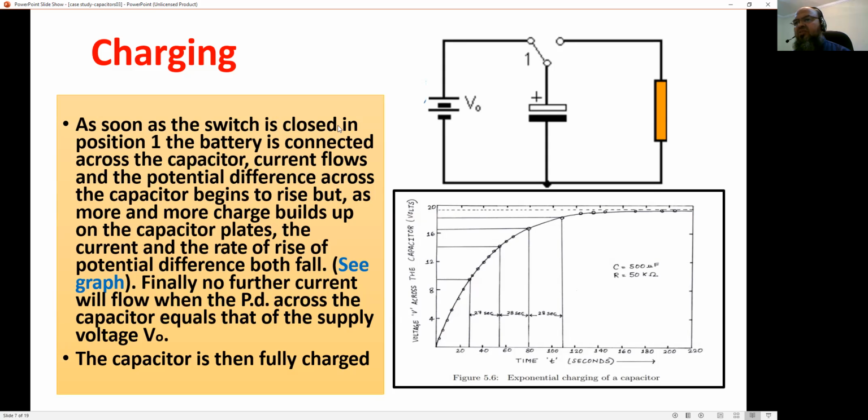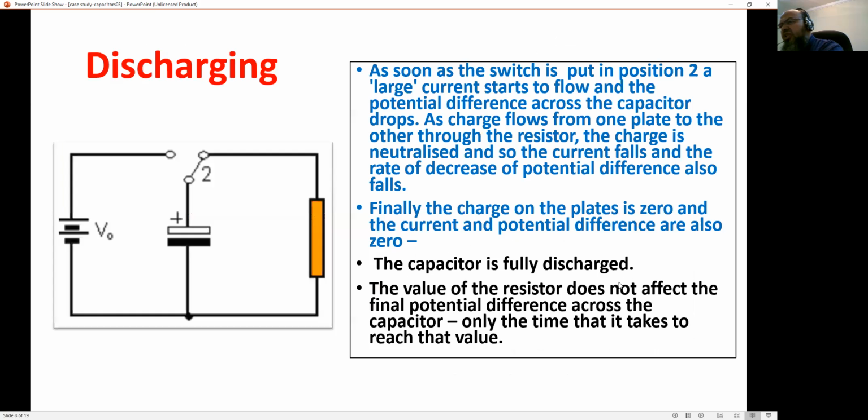As soon as the switch is closed in position 1, you see that this is position 1 and then position 2, connected across the capacitor, current flows and the potential difference across the capacitor begins to rise. But as more and more charge builds up on the capacitor plates, the current and the rate of rise of potential difference both fall, as you see in the graph, and finally no further current will flow when the potential difference across the capacitor equals that of the supply voltage. As we discussed earlier, when the potential difference across the plates becomes equal to the applied potential difference, it stops the process of charging, and it means the capacitor is fully charged.